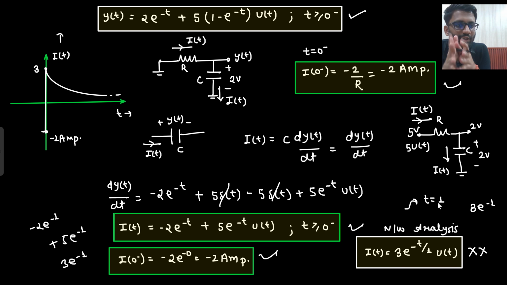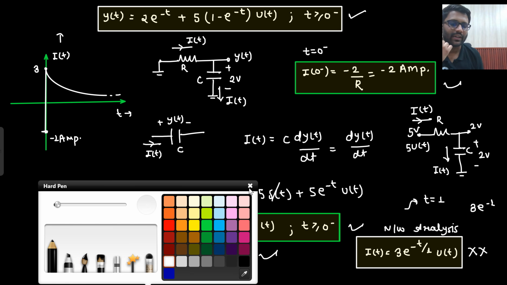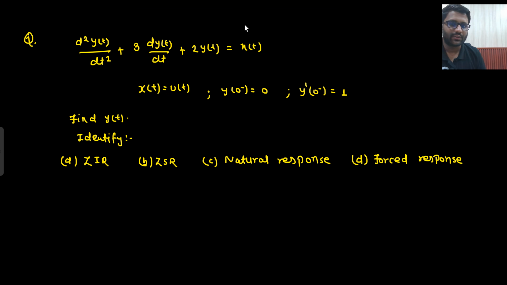Okay. So zero input response, zero state response, natural response, and forced response. You have understood everything, right? And now everything will be revised with respect to the next question. So if you solve this question, again the same thing is there. Equations are given. It is an LTI system.